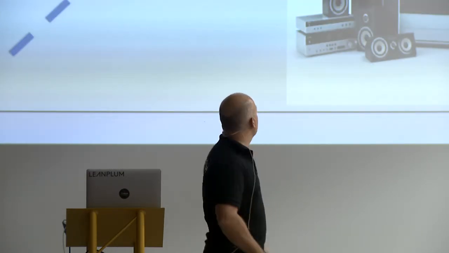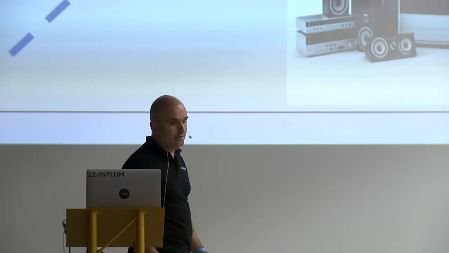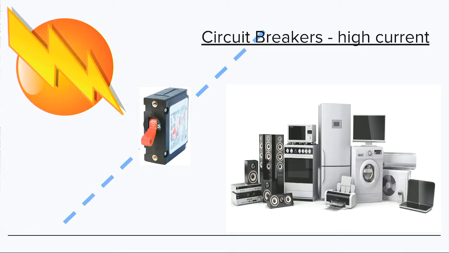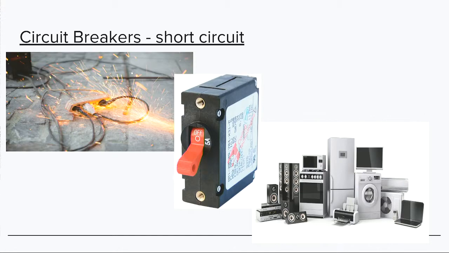Let's come to the circuit breaker. So what is a circuit breaker? It's a borderline component. It actually protects your infrastructure, your appliances at your home, from high current over the electricity network. It also prevents failures of some of your appliances in case of a short circuit. For example, if the washing machine is short-circuited, the rest of the appliances continue to work.